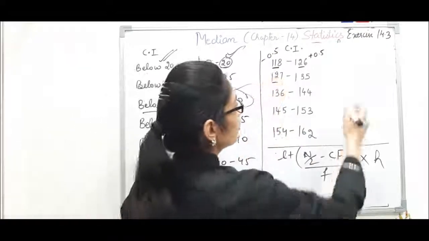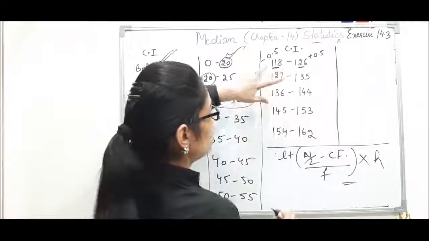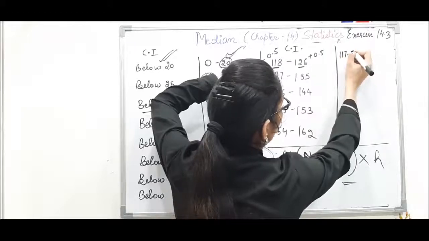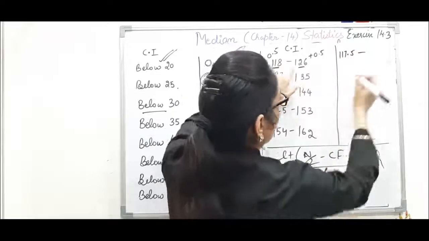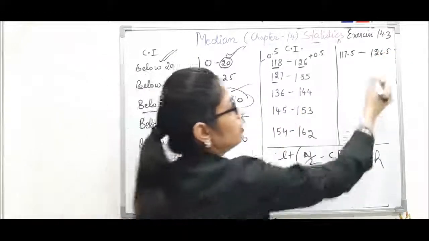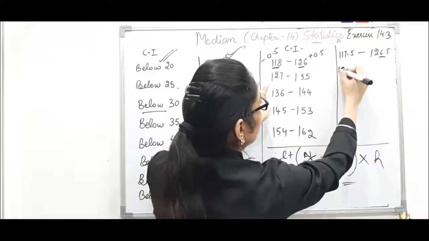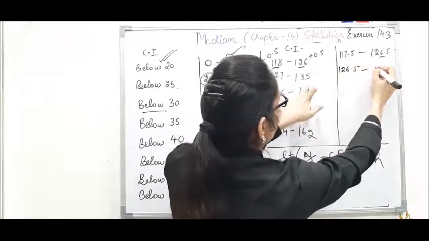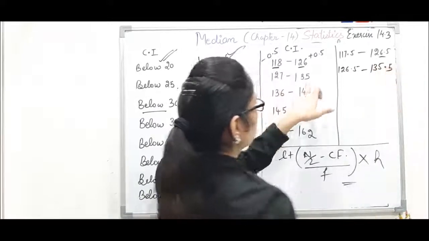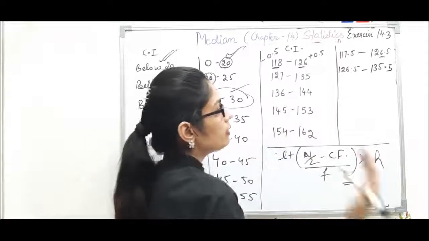This is very simple. We have done it in mean also. If you subtract 0.5 from 118, it will be 117.5. If you add, it will be 126.5. Now this term you have got, here it will be the same, so directly you can write 126.5. Here you have to add, so you can write 135, because addition is simple. If you add 0.5, it will be 135.5.